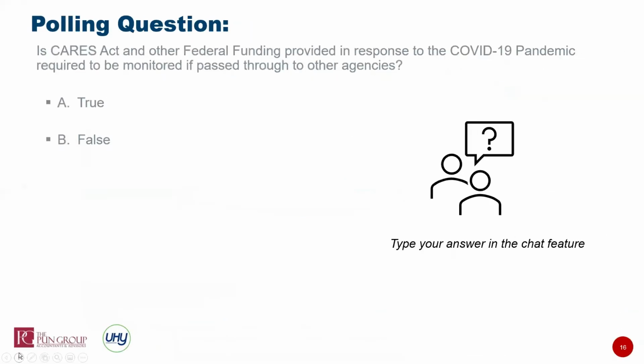So with that, I'm going to ask a quick polling question here. For the polling questions, if you could just respond with either A or B, which are representative of true or false. Polling question: are the CARES Act and other federal funding provided in response to the COVID-19 pandemic required to be monitored and passed through to other agencies? So the question is, is it true or false? Is federal funding required to be monitored if passed through federal agencies? I'll give you a minute here to respond.